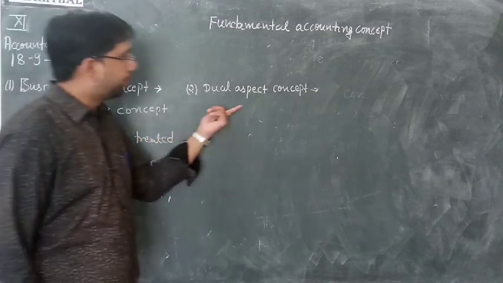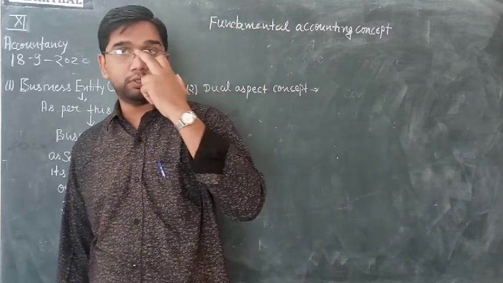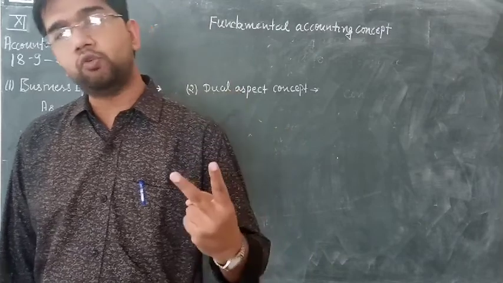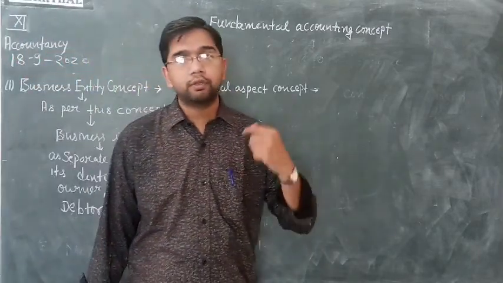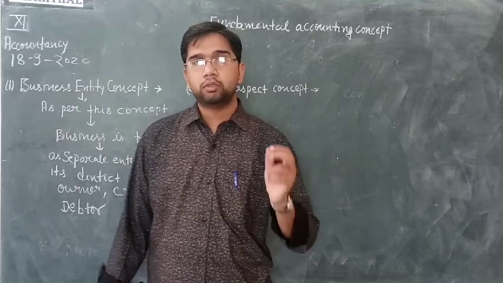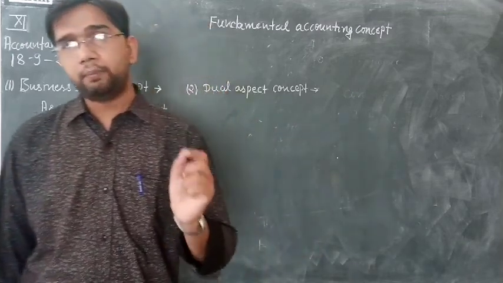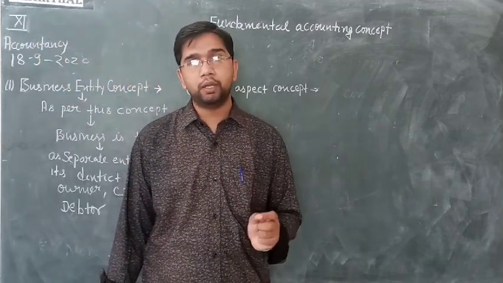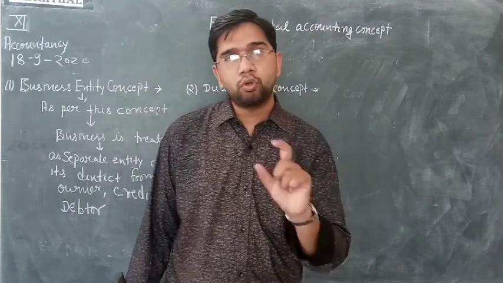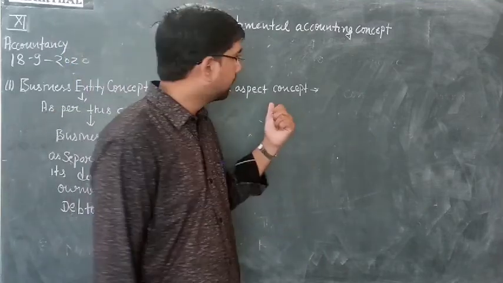Next, the dual aspect concept. As per this concept assumption, every transaction affects two accounts every time. For example, goods sold to Ramesh. The entry is passed: Ramesh account debit to sales account. First Ramesh account, second sales account. So it is called dual aspect.